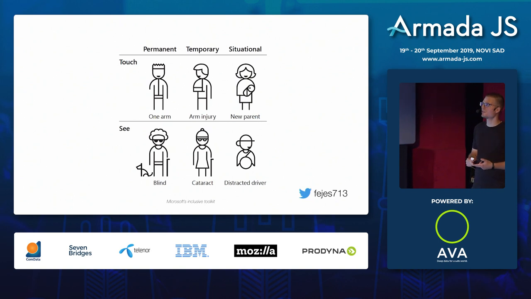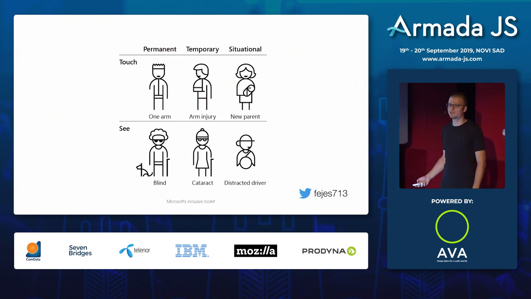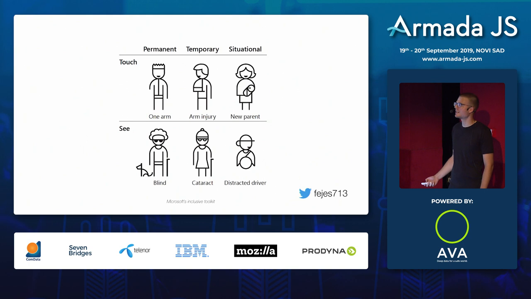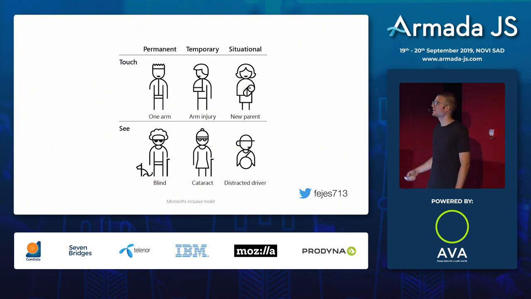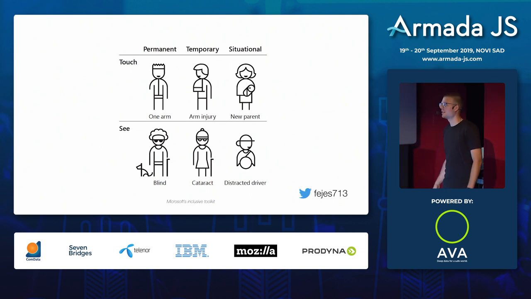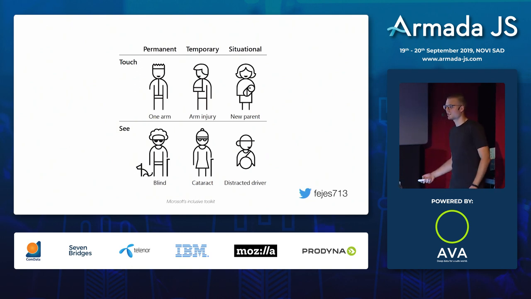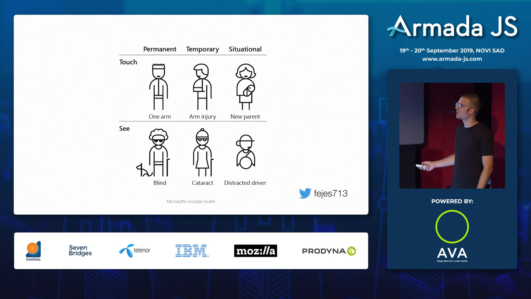For example, for keyboard users, we have a person who has only one arm, so he's not able to use all the input methods that are available to us. The same would be for a person who has an arm injury, so they're not able to use the standard input devices as well. And the same might be useful for new parents who are holding their newborn baby. They still have one hand to operate the technology. And below you can see the example for visually impaired users. We have a blind person who is not able to see at all. We have a person who is suffering from cataract, who is also not able to see the screen. And then we have a distracted driver. So you get the point.